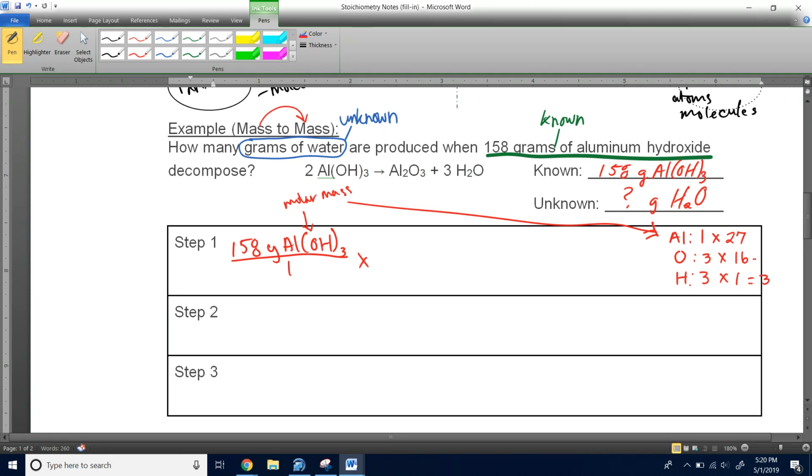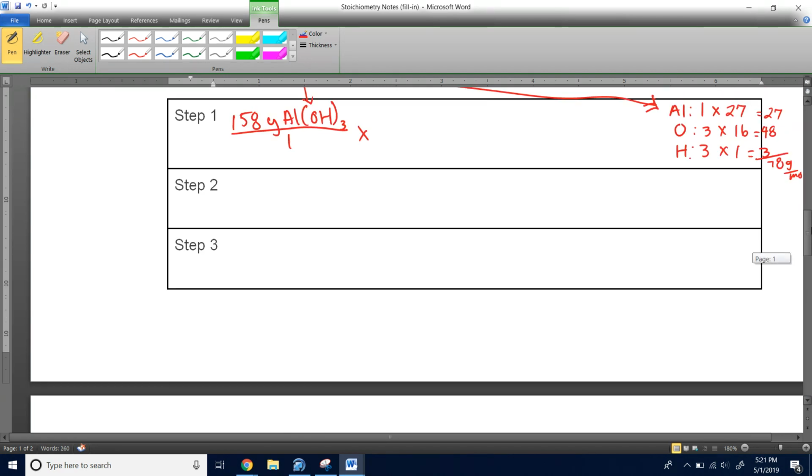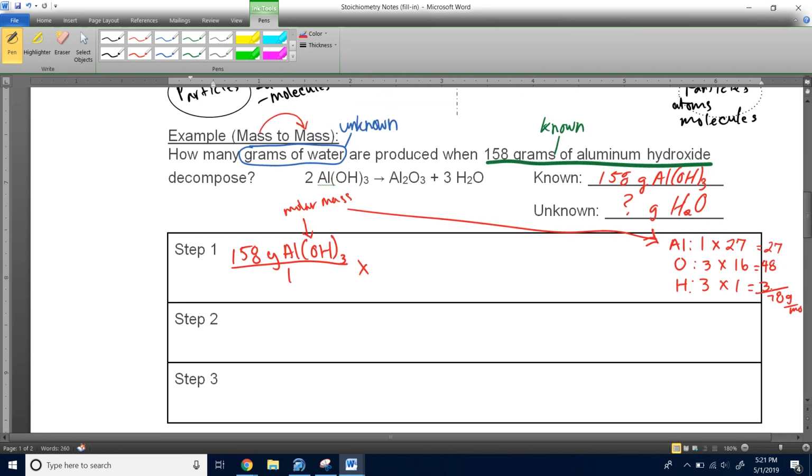So we do the multiplication. 3 times 16 is 48. 1 times 27 is 27. And then when we add all these together, we get 78 grams per mole. So then we go ahead and we divide.